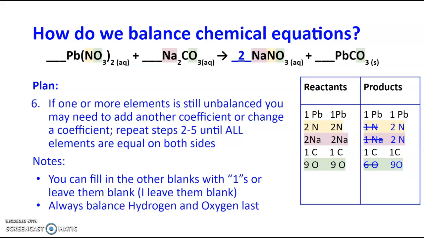Second thing is always balance hydrogen and oxygen last. Hydrogen also tends to be kind of a pain in the butt to balance. So we want to try to get the other elements all sorted out first, and then we can address the hydrogen and oxygen last. And do oxygen very last of all, because it's the most annoying. Okay, that concludes part 2.